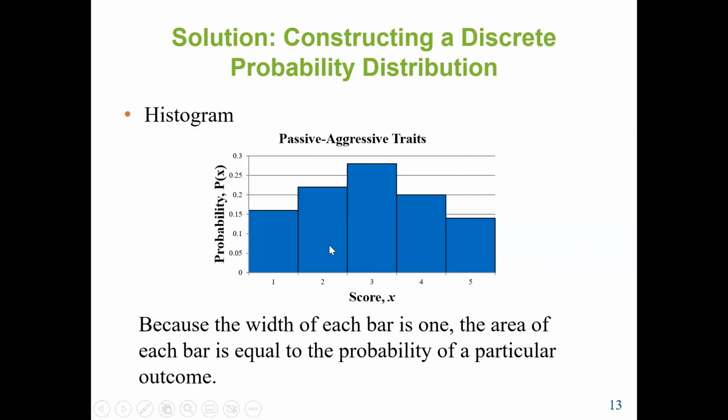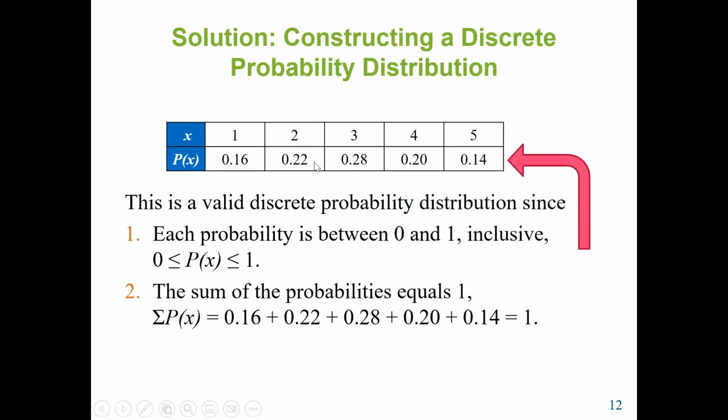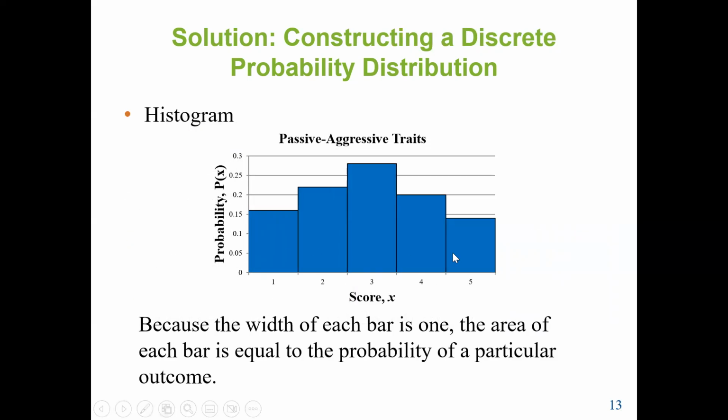Then we can construct the histogram. As we said earlier, the categories will always be on the horizontal axis, and the frequency will be on the vertical axis. So we have 5 different scores, so we have 5 bars. For score 1, the probability value was 0.16. So we are using the probabilities 0.16, 0.22, and so on to construct all 5 bars. Because the width of each bar is 1, the area of each bar is equal to the probability of a particular outcome.